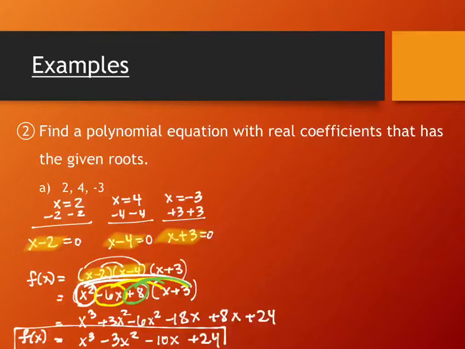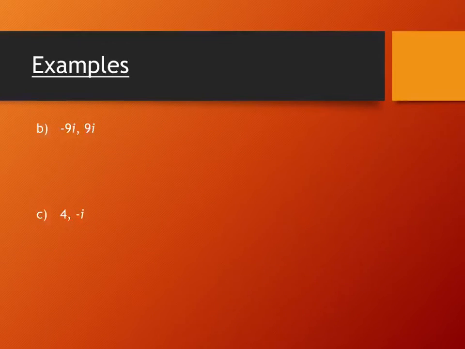Okay, so the next one we're going to do is going to have imaginary pieces with it. This one tells us I have negative 9i and positive 9i. Remember, they occur in conjugate pairs, so it makes sense that if I have negative 9i, I have positive 9i. I'm going to have both of them. So on this one, I have x equals negative 9i and x equals 9i.